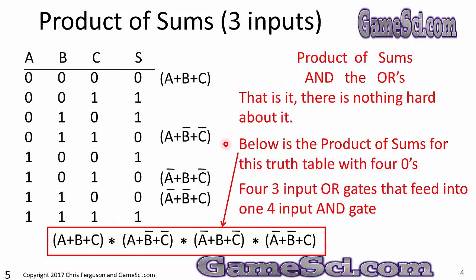Below is the product of sums for this truth table with 4 zeros. 4 3-input OR gates that feed into one 4-input AND gate. This is the entire expression when you AND all of these terms together. And that's what product of sums does. It ANDs together the not of all the inputs that output 0.